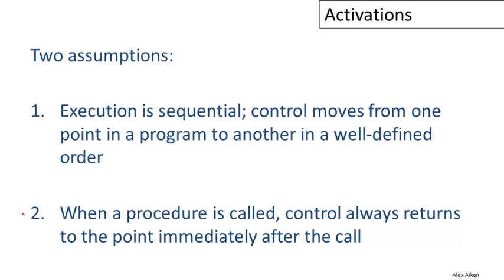The first assumption is that execution is sequential. Given that we execute a statement, the next statement that will be executed is easy to predict. In fact, it's just a function of the statement that we just executed. So control is going to move from one point in a program to another in some well-defined order.